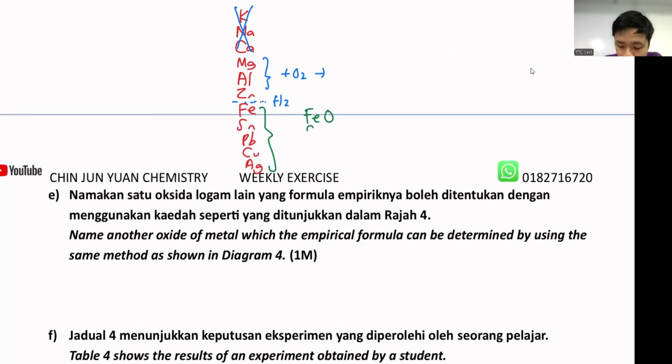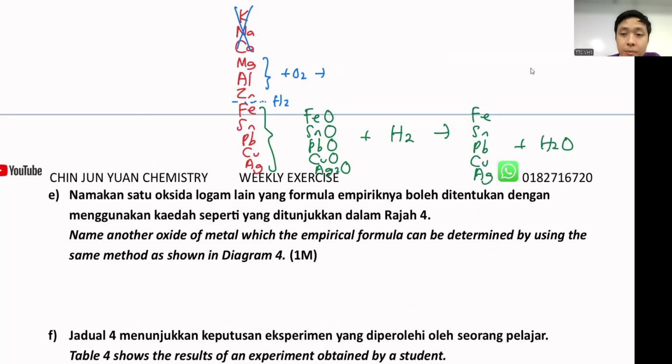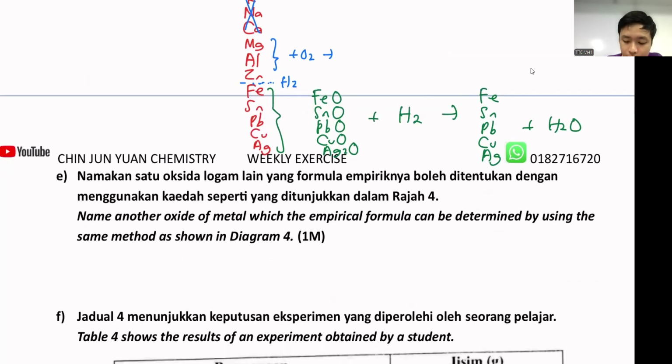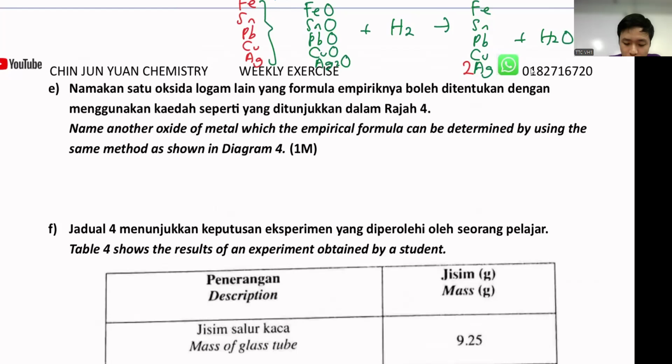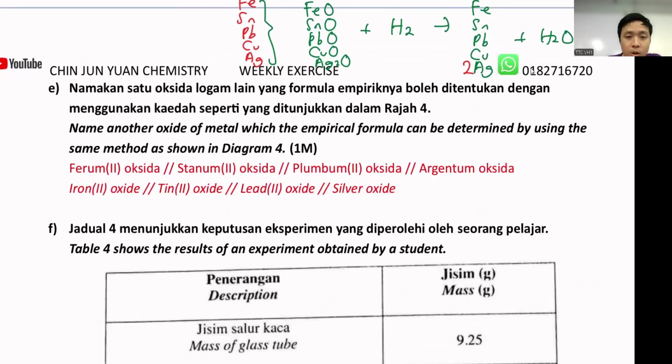Instead, for all these you have to use the oxide: iron 2 oxide, tin 2 oxide, lead 2 oxide, copper 2 oxide, silver oxide. All of these you have to heat with hydrogen gas. They only turn to the single metal, like that. So, any one of these answers is accepted.